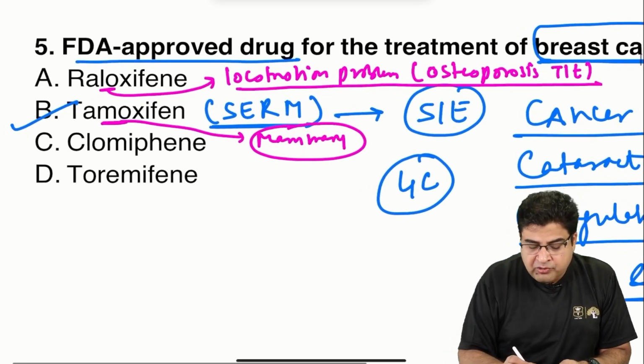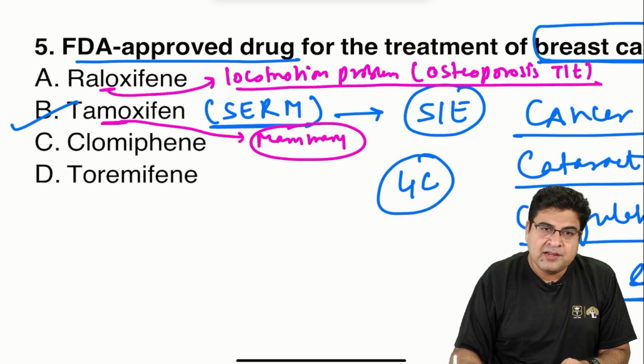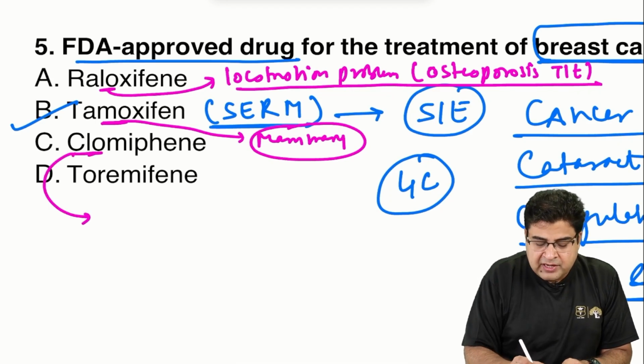Now you can see one more drug here, clomiphene. All these are basically SERMs. So clomiphene starts with the word CLO. So this medicine is given to make the clones.